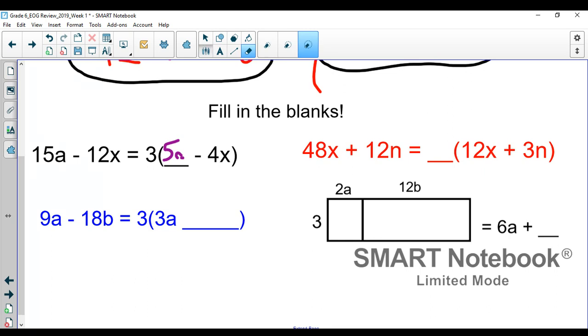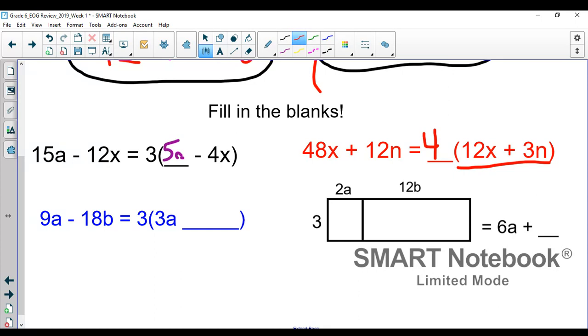As we come to the one in the red, it's the same idea here. So we have some number multiplied by 12x plus 3n is going to give us the left side of our equation. So some number times 12x gives us 48x. Some number times 3n gives us 12n. Well, that has to be 4, because 4 times 12x is 48x. 4 times 3n is 12n.